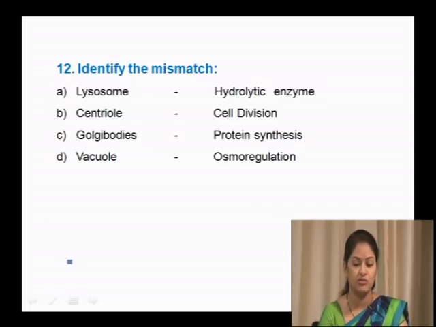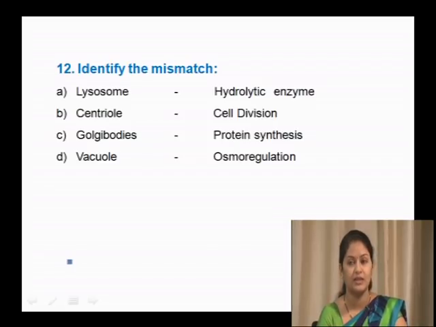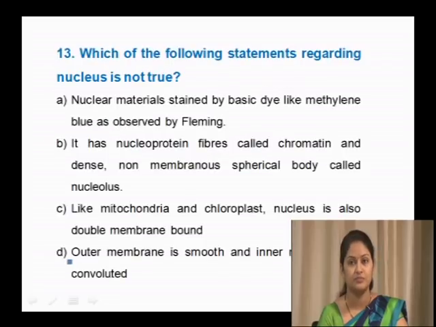And D, vacuole, it helps in osmoregulation. This is the right combination. Osmoregulation is regulating the amount of water within the cell. So vacuole does it for the plant cell exactly. So in this 12th question, the mismatch is option C. Golgi body and protein synthesis are not the right combination. Moving on to the next one.